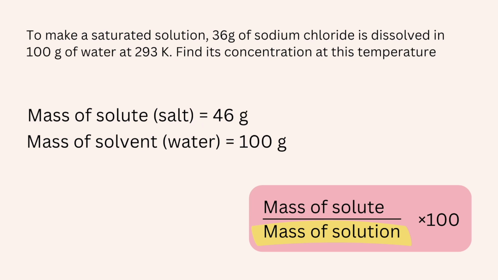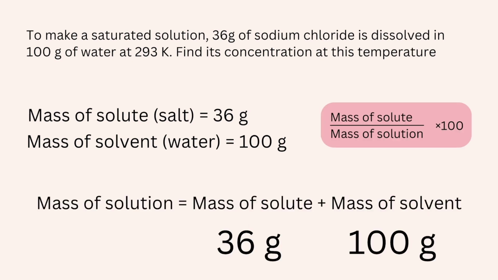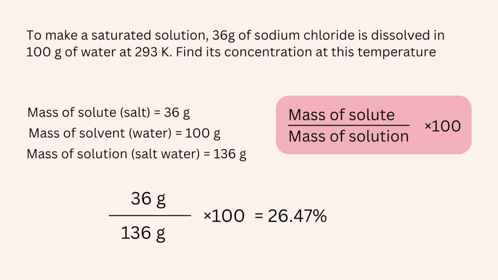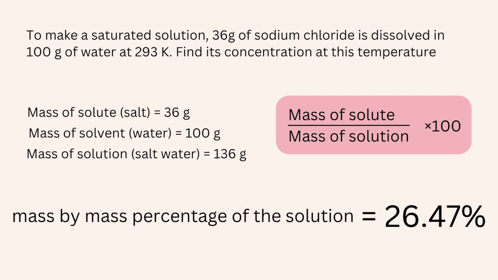Now we know that the formula for mass by mass concentration is mass of solute divided by mass of solution into 100. Now we have to calculate mass of solution in order to proceed. Now mass of solution is just mass of solute plus mass of solvent, which is 36 plus 100 grams. That adds up to 136 grams. So the mass of solution is 136 grams in this case. Now we are just going to plug these values into the formula, which is 36 grams mass of solute divided by 136 grams mass of solution into 100. That gives us 26.47 percent. So the mass by mass concentration of this particular solution is 26.47 percent.